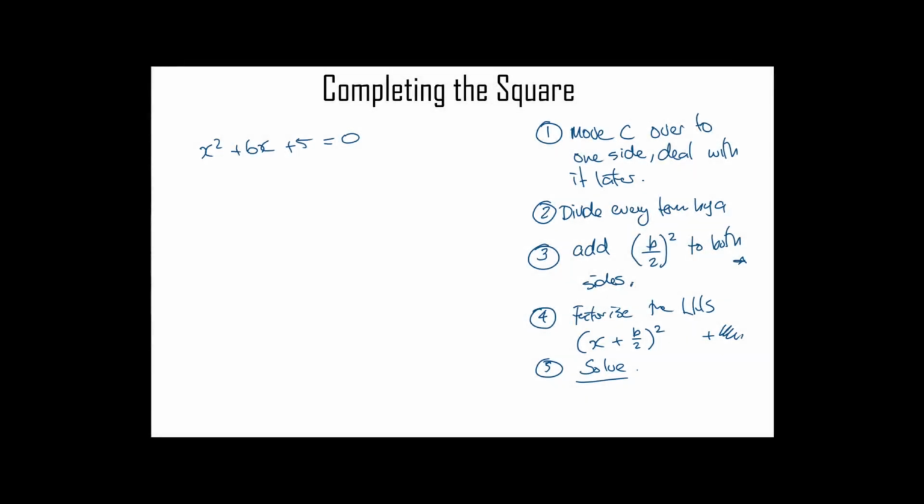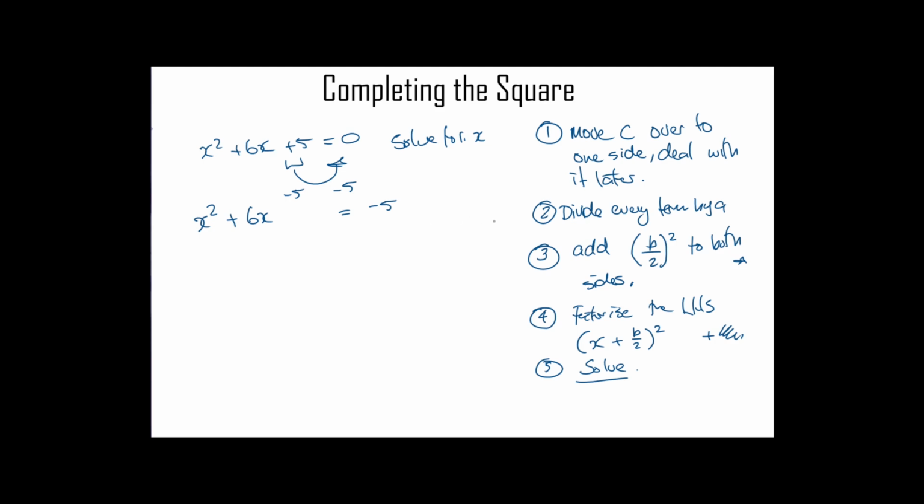Let's do some examples. First example I've got here is x squared plus 6x plus 5 equals 0, and I want to solve for x. In other words, I want to find the roots of this equation. First thing, we're going to move the constant, which is this 5, across. So I'm going to take 5 away from both sides. I'm going to be left with x squared plus 6x, and I'm going to leave a gap here, equals -5, because 0 minus 5 is -5.